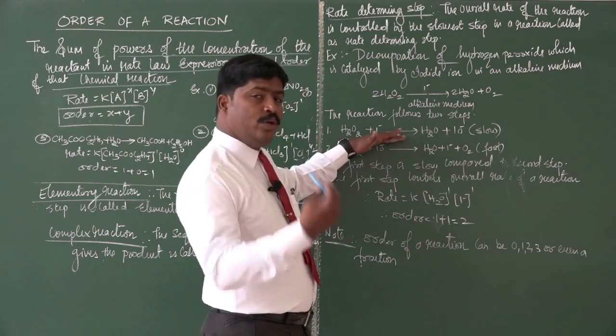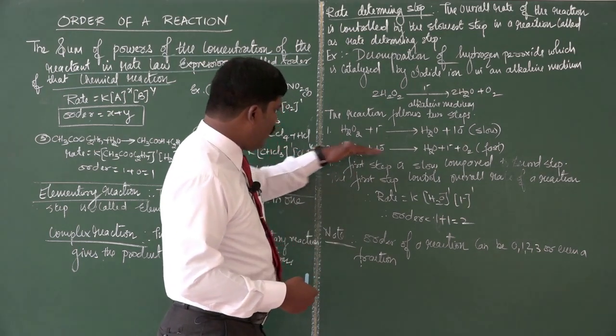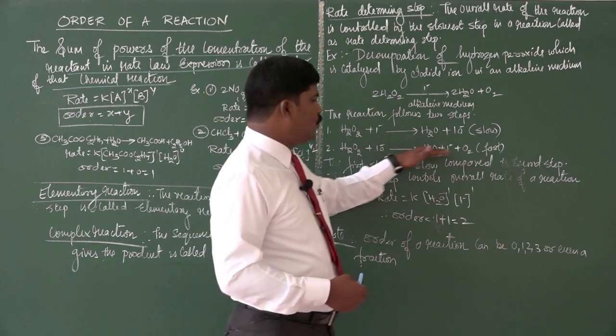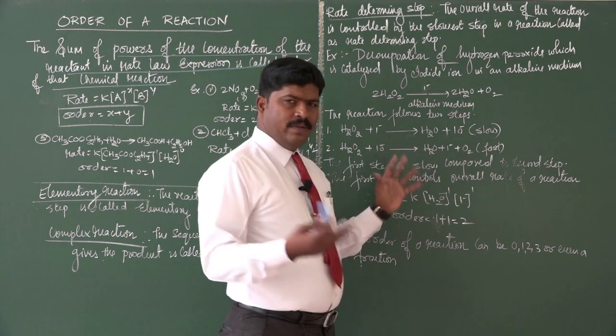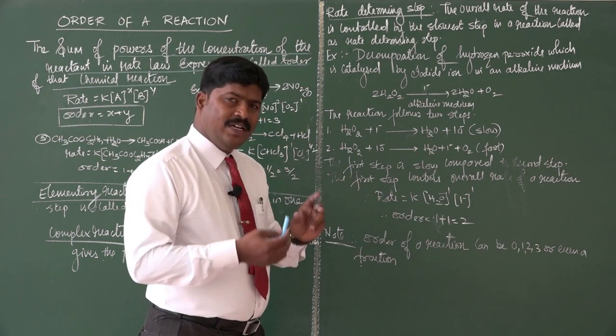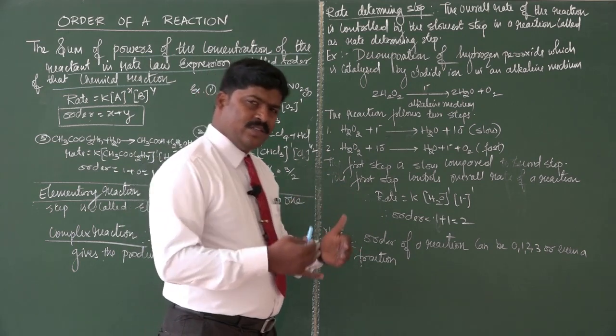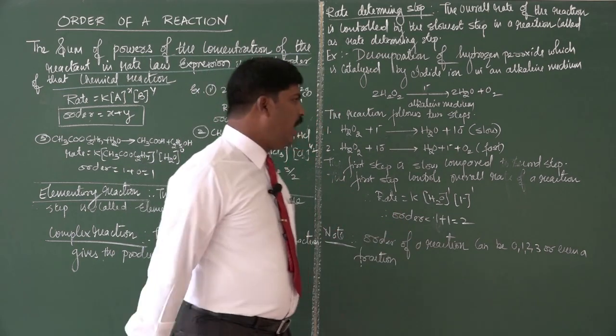How did you come to know the second step is fast? When I started H2O2 to IO minus, it formed H2O, I minus plus O2, maybe in 5 minutes. So, compare the time 10 and 5, 10 is slow, it has taken more time, the process has taken very long. The slow step is called RDS.